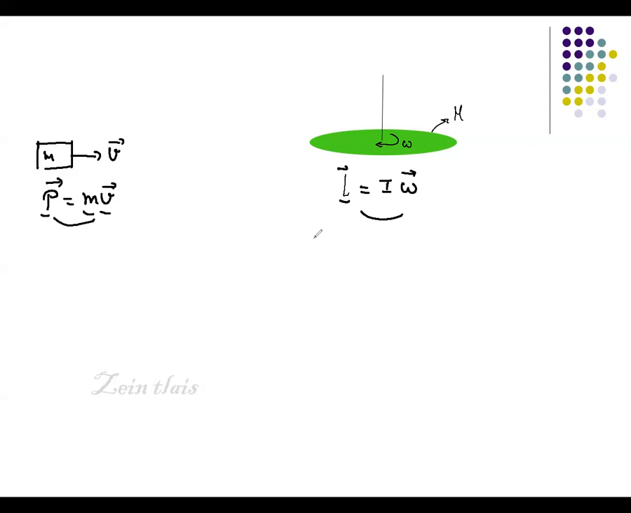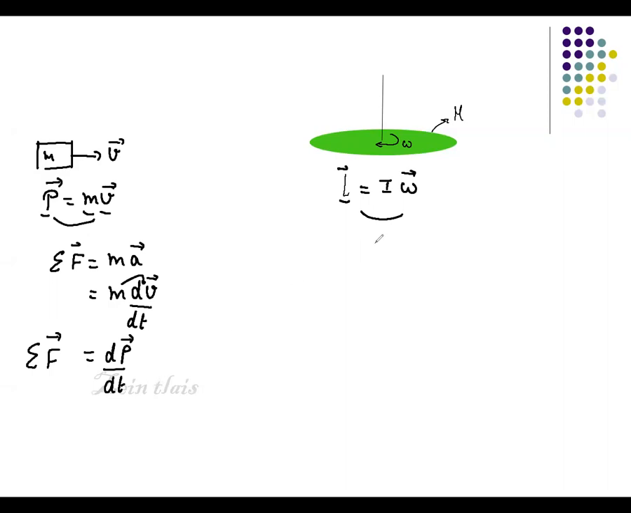Okay, second equation. In the case of linear momentum, summation of F equals m times a, and a equals dv divided by dt. M is constant, so we can put it inside. We get dp divided by dt. This is a simple relation between F and p.